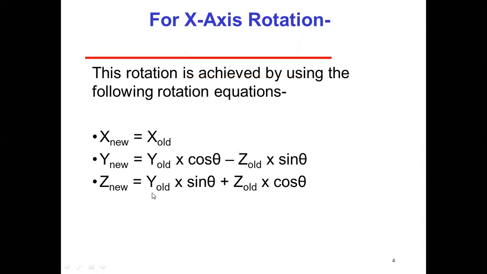Similarly, z new is equal to y old sin theta plus z old cos theta. Okay, so this is the formula to calculate the new points. But if we are going to rotate our object about the x axis, then the coordinates of x will remain the same. Okay, x new is equal to x old.